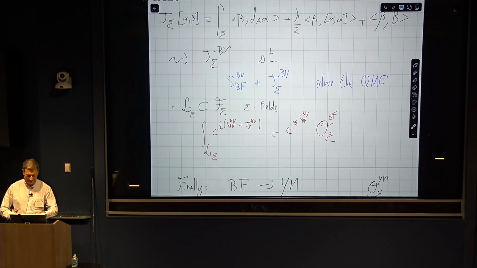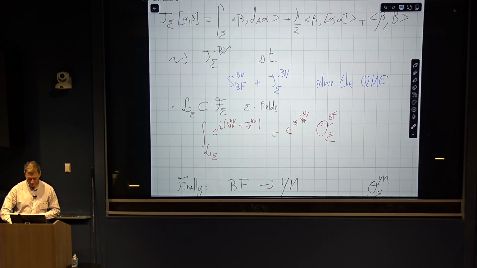And now, again, the theorem of the BV pushforward says that since this was a solution of the quantum master equation, the delta applied to this expression is 0. Since we know that the BV action for BF theory is a solution of the quantum master equation, this tells you that this functional here is a quantum BV observable for BF theory, automatically. Okay, so this is what you want to do.